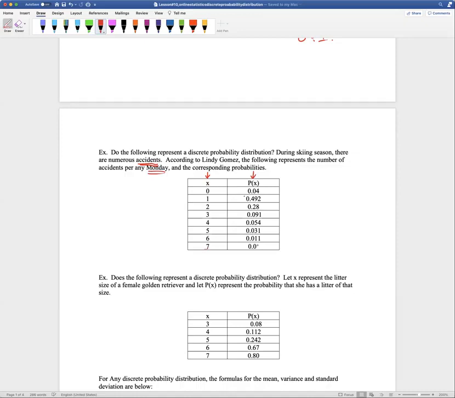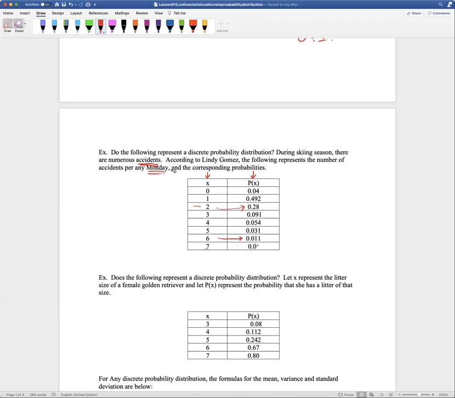Now, P of X represents the probability that you have that total number of accidents on a Monday. So for example, if I were to ask you, what's the probability that we're going to have 2 accidents on a Monday? X represents the number of accidents, that's 2. And the probability we're going to have 2 accidents on a Monday is 28%. What's the probability we're going to have 6 accidents on a Monday? Well, it's 0.011 or 1%.